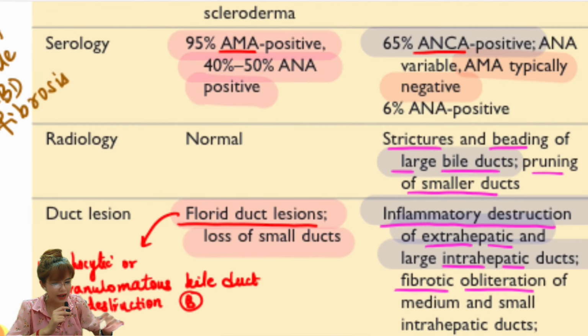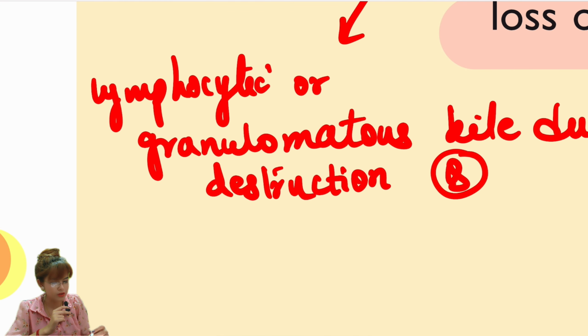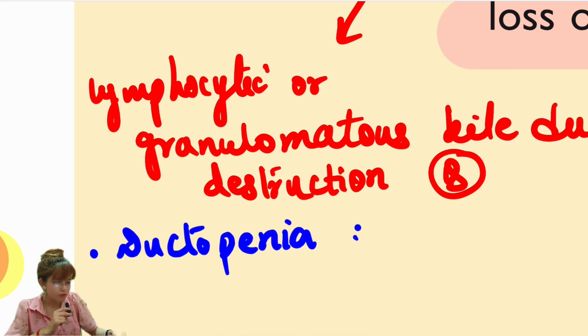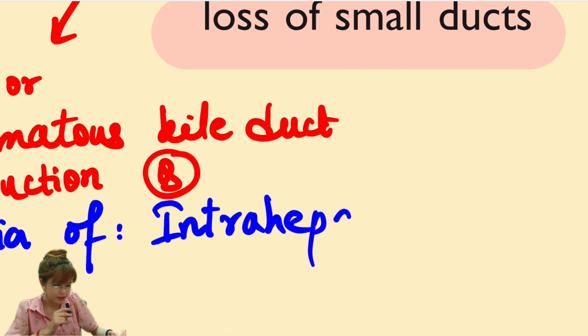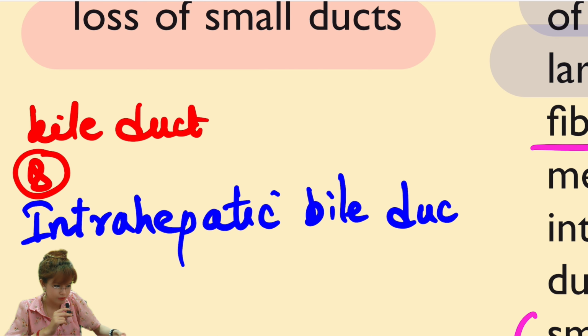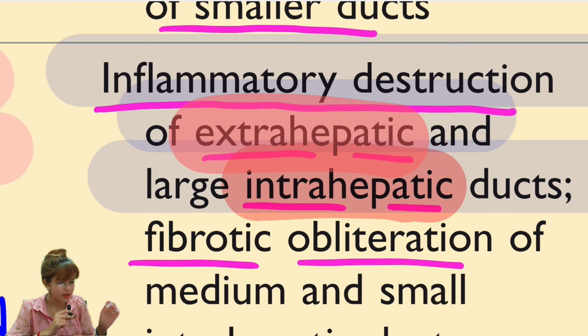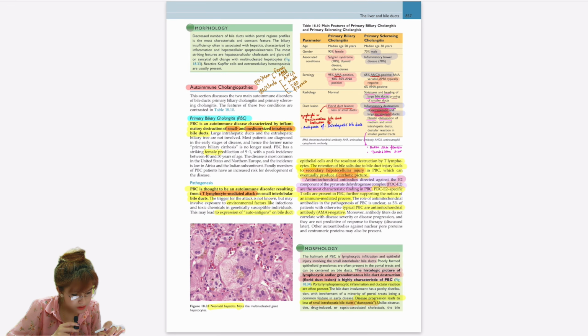So I'm going to just add this point over here so that this becomes your last minute revision chart with all the points involved. Here something else is happening, and that is there is ductopenia, okay, of what? Of intrahepatic bile ducts, right? Because here only the intrahepatic bile ducts are involved, and here the intrahepatic and extrahepatic both are involved. So I'm just going to highlight this. This is going to be intrahepatic and extrahepatic, both are involved, but here only the intrahepatic ducts are involved. So this was an important point.